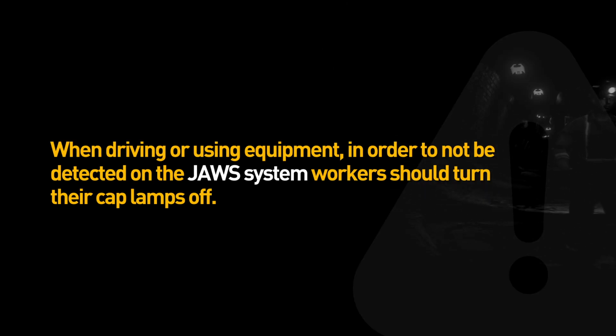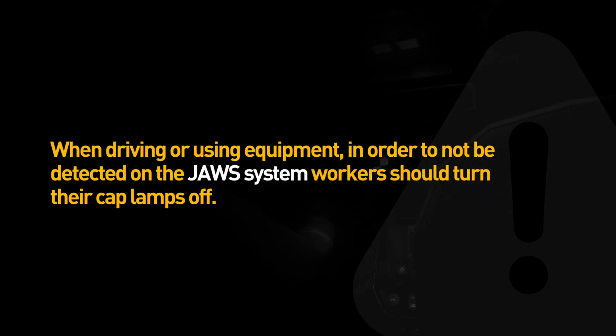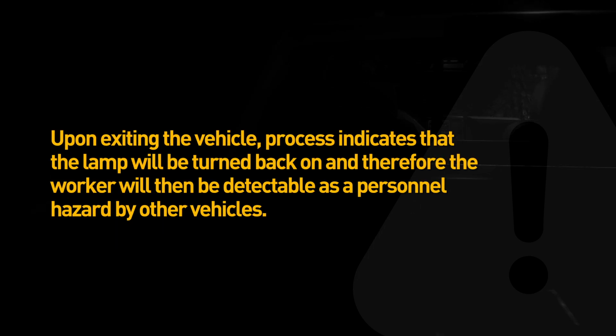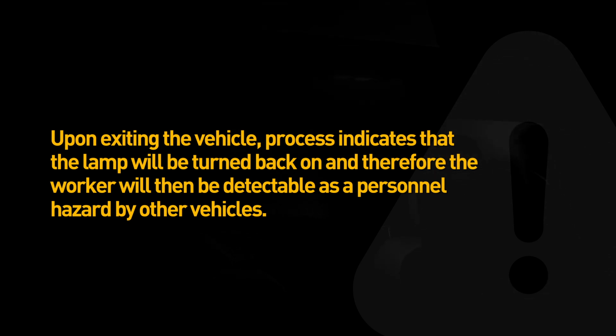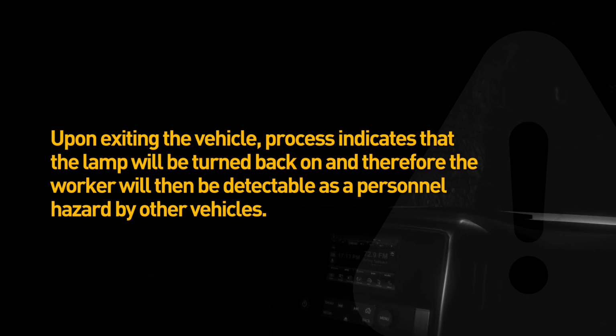When driving or using equipment, in order to not be detected on the J.A.W.S system, workers should turn their cap lamps off. Upon exiting the vehicle, process indicates that the lamp will be turned back on, and therefore the worker will then be detectable as a personnel hazard by other vehicles.